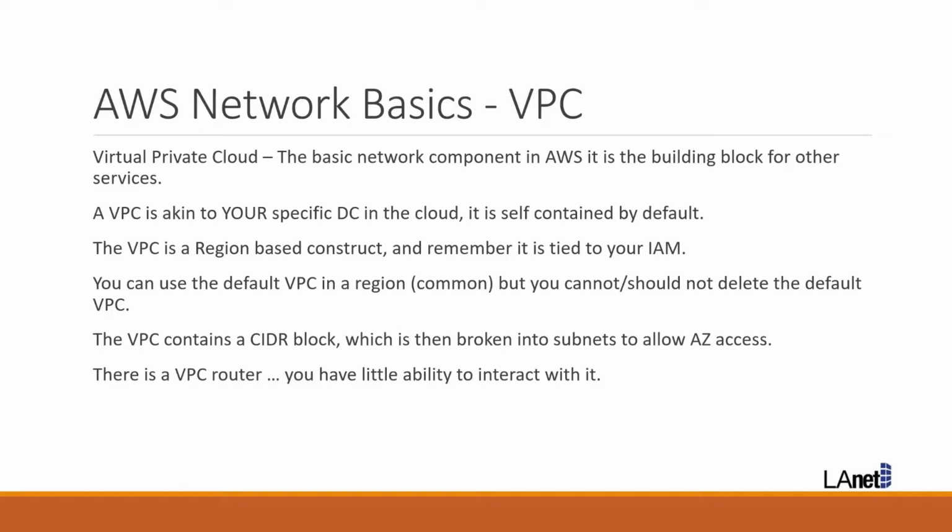The VPC is a region-based construct, so please remember that. And also please remember it's tied to your IAM. So right now there's a limit of one account for the VPC. So when I say it's a region-based construct, what I mean is if I build out a VPC in Oregon and I wanted to extend that into, say, Virginia, I cannot do that. I'd have to build out a separate VPC in Virginia. Now, I might be able to connect the two. I could build a VPN tunnel or something between the two, but the VPC itself is region specific, okay?